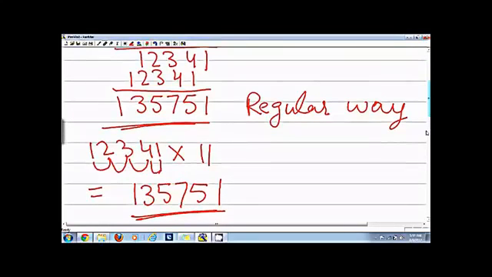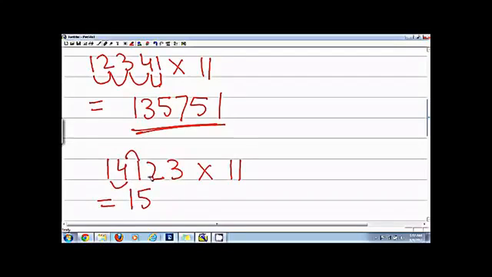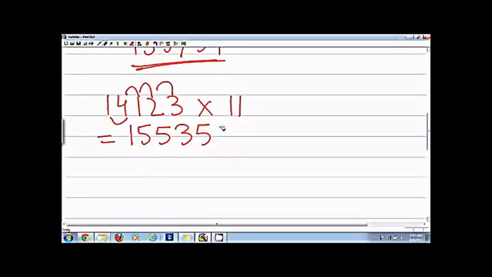So in this way we can skip all this writing and go with the problem in a quick way. Another example will be 14123. If you multiply it by 11, the answer will be 1, then 1 and 4 is 5, 4 and 1 is 5, 1 and 2 is 3, 2 and 3 is 5, and then we have 3 in the end. So the answer is 155353. Now this method is a quick way.